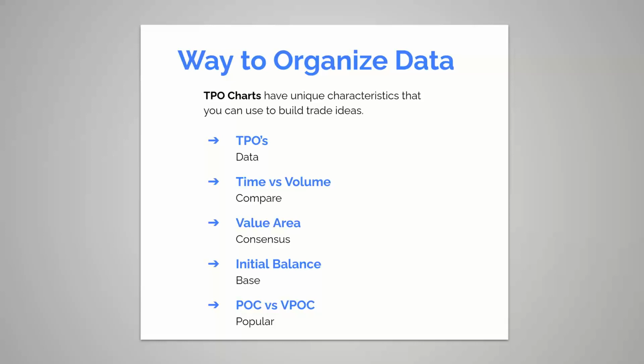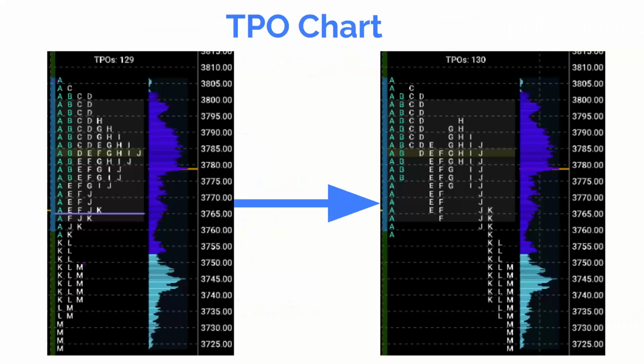And then the last one, and I'm not saying there's not more characteristics, but POC versus VPOC. That's point of control and volume point of control. And I just use the word popular. So the POC is the widest price row, where the most time was spent. That's the way to think of it. So this would be considered the POC.